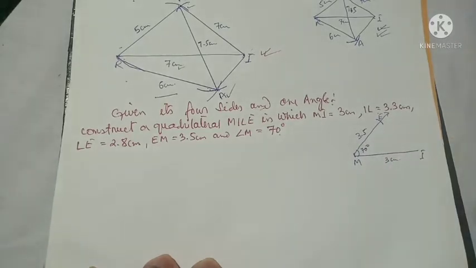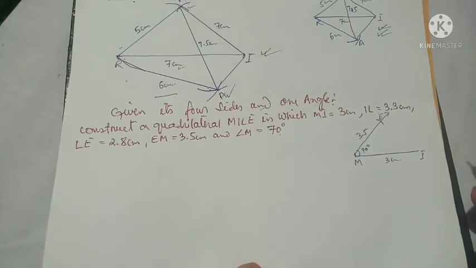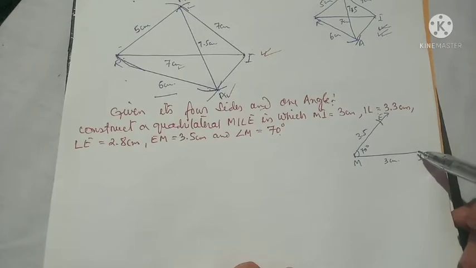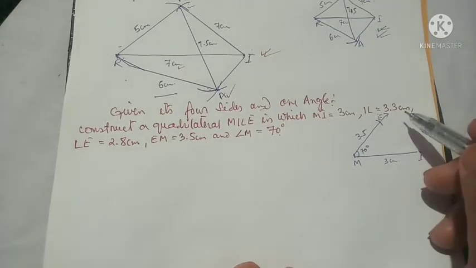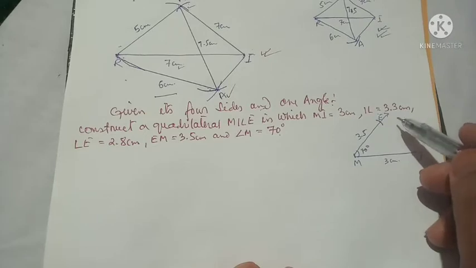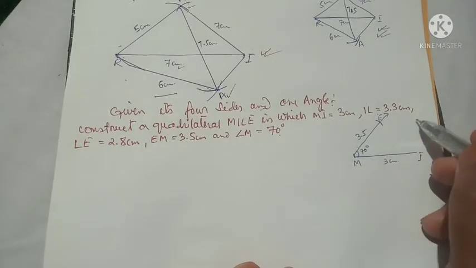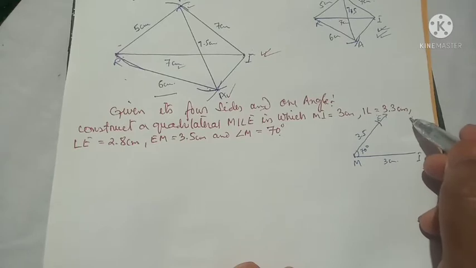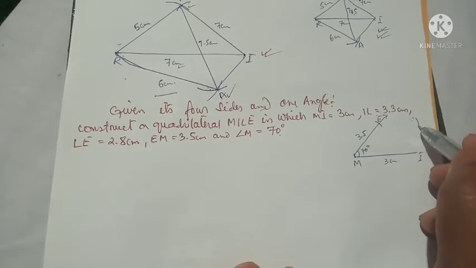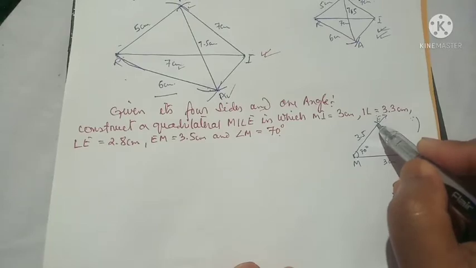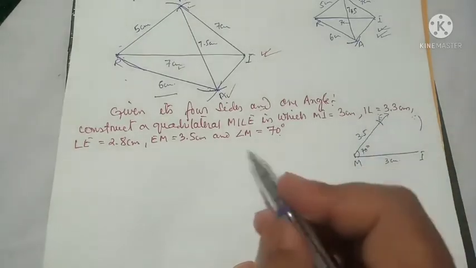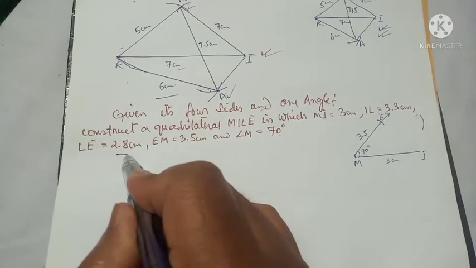Okay, and then again, the next one is we draw from E as a center and the radius of 2.8. We draw another arc on the right side of ME here. Okay, here we draw one arc with the radius of 2.8.